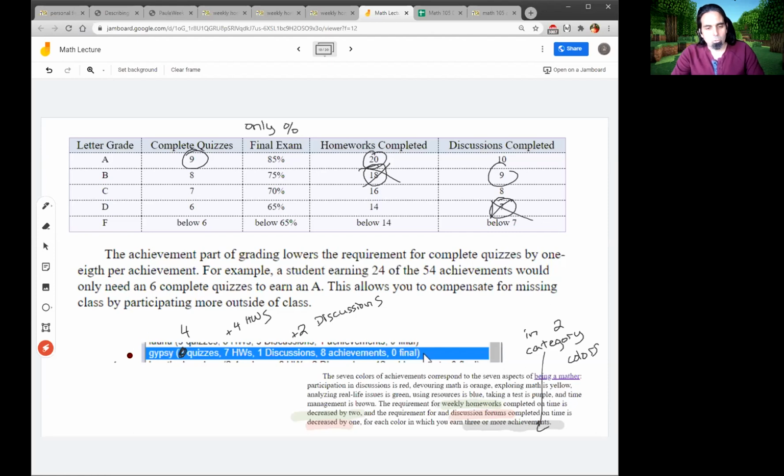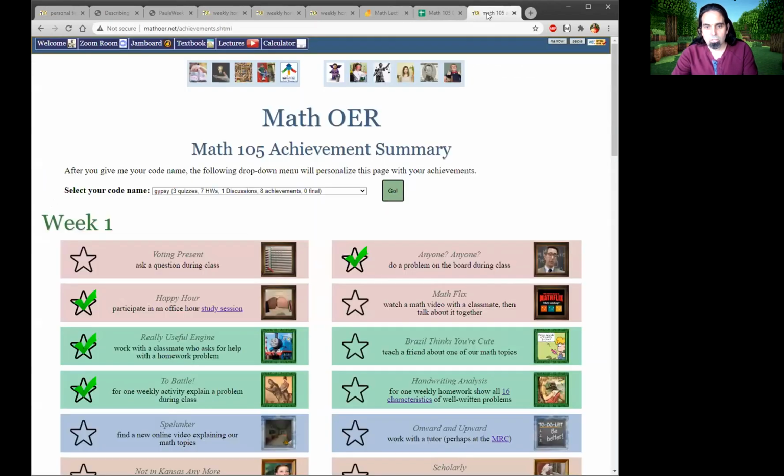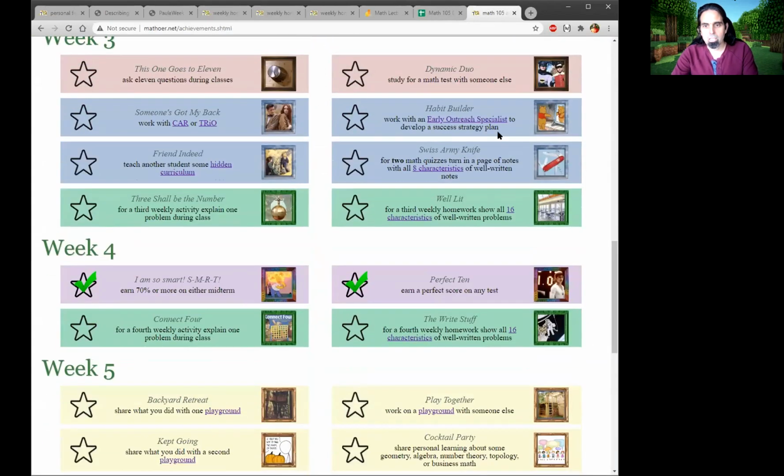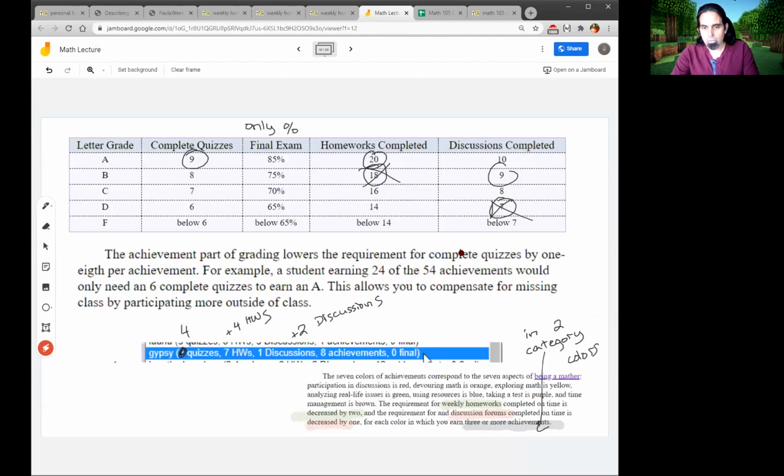That to allow you flexibility of how you participate in class, you have way too many achievements. No one will actually need to do all of these, but do enough that it boosts up your requirements so that you can get the grade you want. Questions on that?